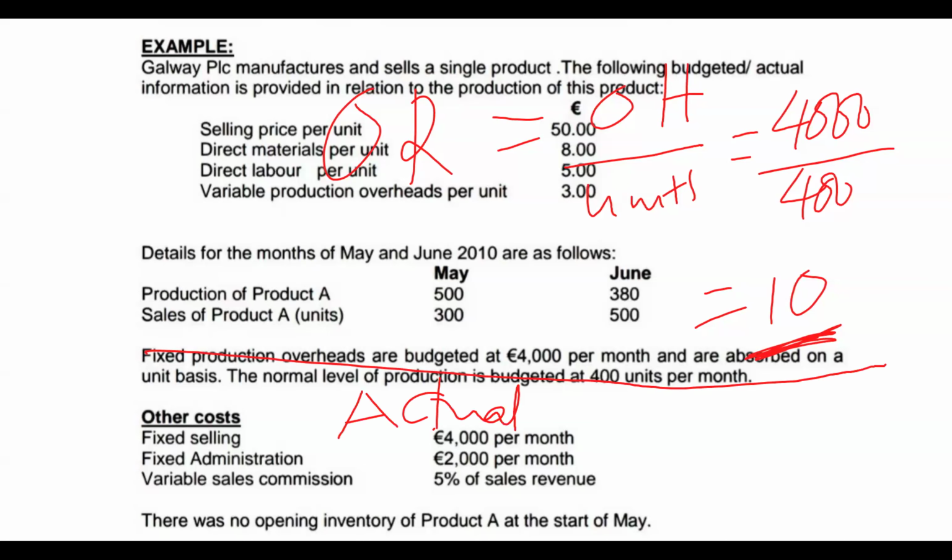The actual overhead, we are told, is 4,000, right? In the question. But the absorbed overhead was absorbed based on the rate of 10 kwacha. So you say 10 multiplied by the number of units that were produced in June. How many units were produced in June? Are we able to just mention the units that were produced in June? Can you see them?